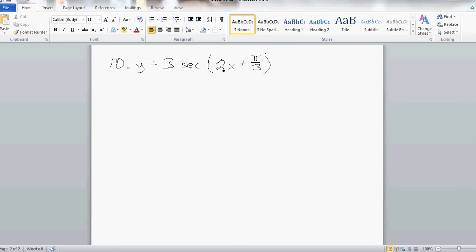My period will change because I have a value right here. I'm going to shift either left or right because of this. And secant is one of those, looks like parabolas going up and down every other one, so on and so forth. We're going to have asymptotes, but perhaps more importantly, I'm concerned with the cosine function because the reciprocal of secant is cosine.